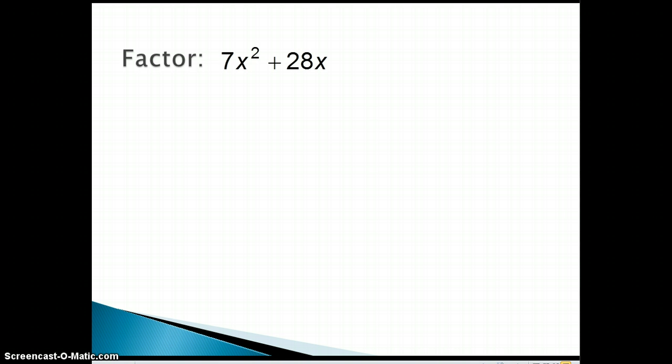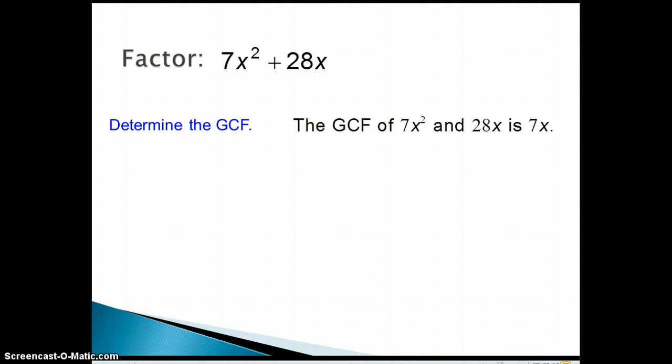So here's our first example. We're going to factor 7x squared plus 28x by factoring out the GCF. So first we have to find the GCF. If you look at the coefficients, the GCF of the coefficients is 7, and then they both have x's, and so x to the 1 will be the lowest degree. So we're going to take the 7 and the x to get our GCF.